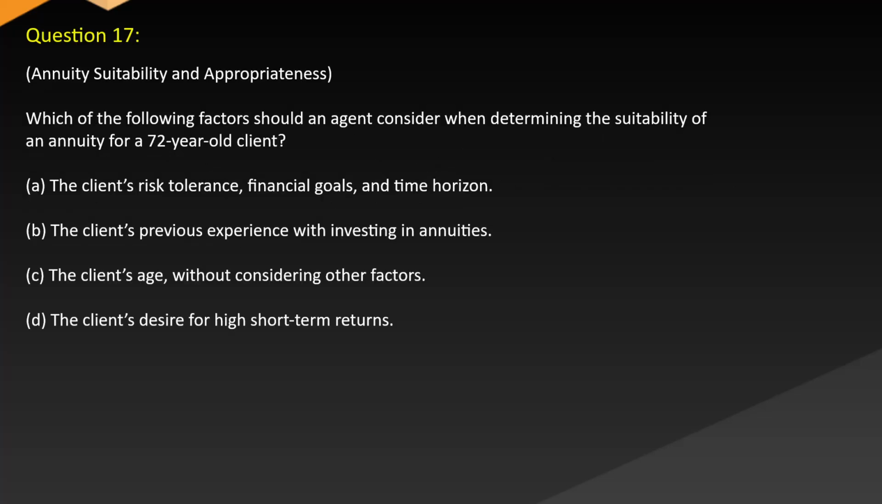Annuity suitability and appropriateness. Which of the following factors should an agent consider when determining the suitability of an annuity for a 72-year-old client? A. The client's risk tolerance, financial goals, and time horizon. B. The client's previous experience with investing in annuities. C. The client's age without considering other factors. D. The client's desire for high short-term returns.